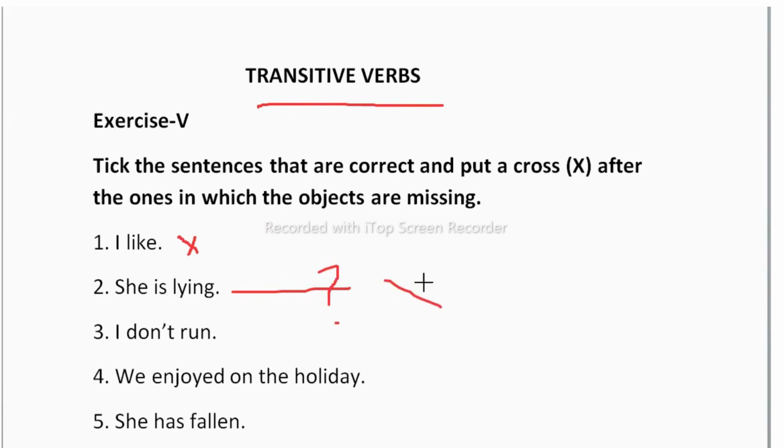Nothing is here. So again, this is also intransitive. It is not a transitive verb. Now let us see the next one.